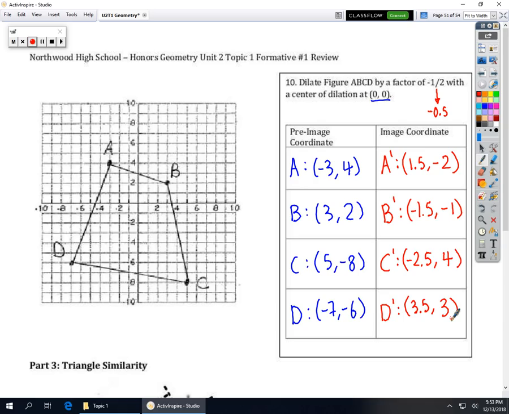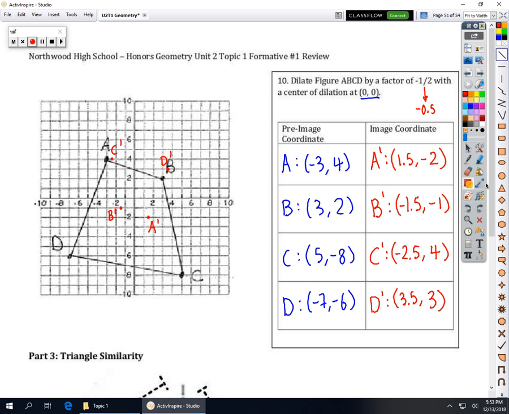So let's just draw this image. 1.5 means it's in the middle, and down negative 2. So that is your A prime. B is negative 1.5, 1.5, negative 1. That's your B prime. C is negative 2.5 and up 4, 1, 2, 3, 4. That is your C prime. And for D, that's 3.5, 1, 2, 3. So right on where the letter B is.